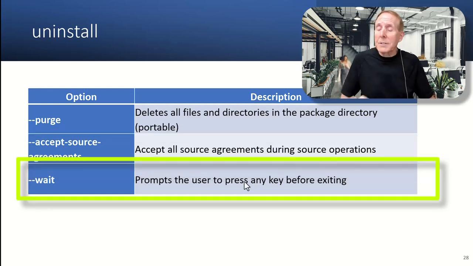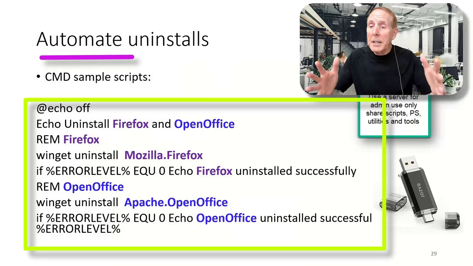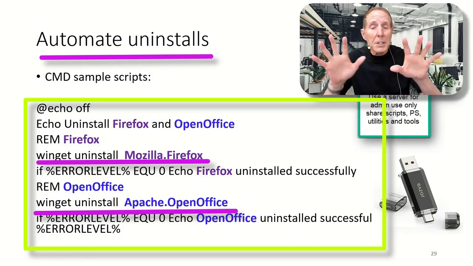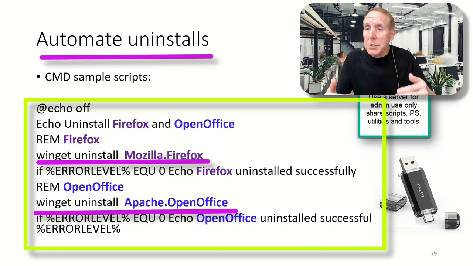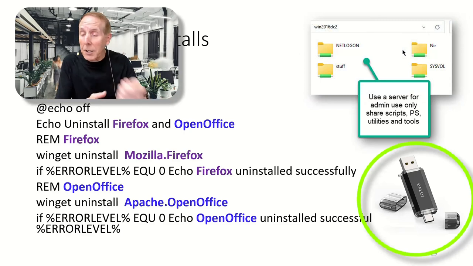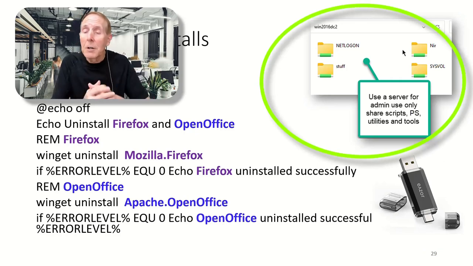You also have --wait, which will prompt the user to press any key before exiting. Again, the idea of a batch file that can do this automated for you. You can see this is the same batch file, except I'm just now uninstalling. And again, you could add those parameters. You could also add as many applications in this batch file as you want. You can save it onto a flash drive, carry it around with you to uninstall whichever package you want, throw it on a network share so you could get to it remotely from the network.